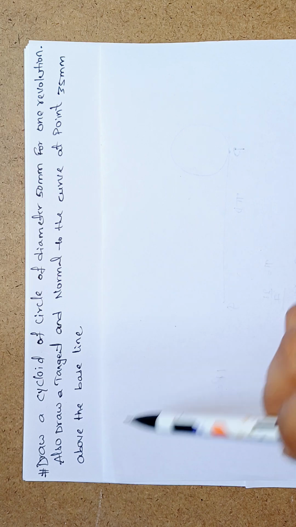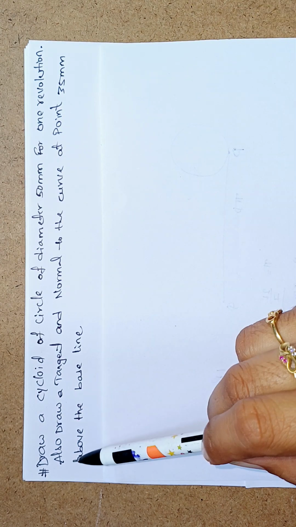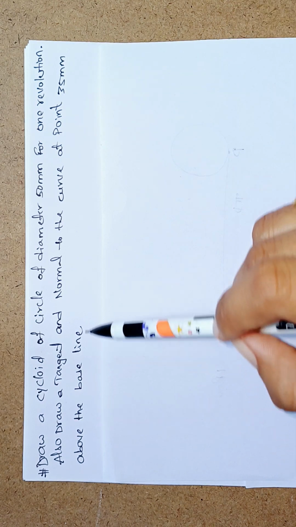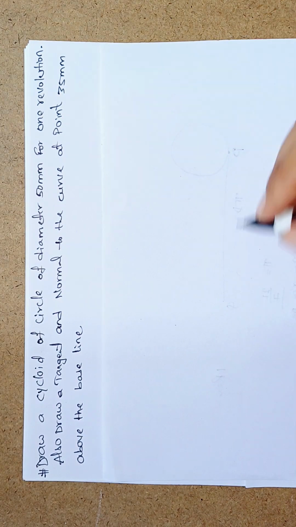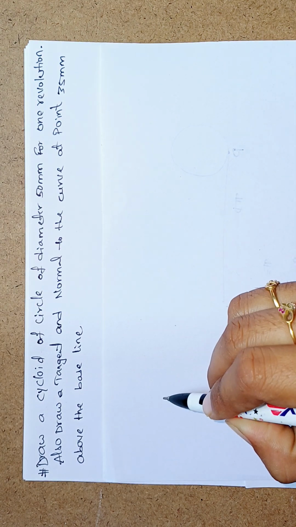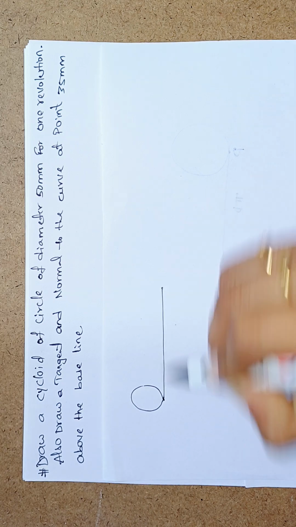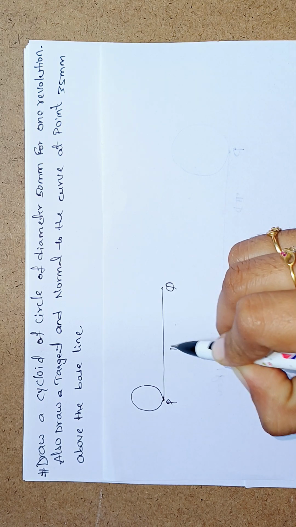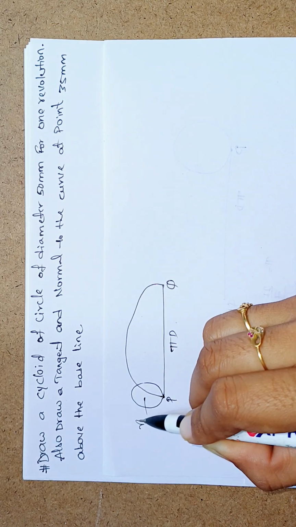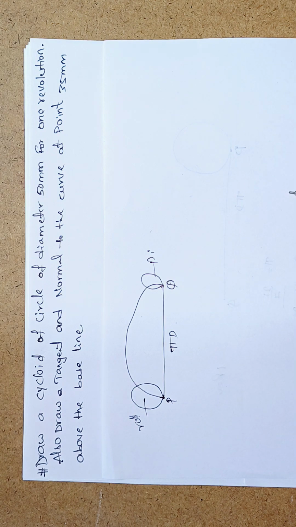So this is the question. Draw a cycloid of a circle of diameter 50 mm for one revolution. Also draw a tangent and normal to the curve at a point 35 mm above the baseline. First of all we discuss it roughly. The cycloidal curve definition: a point P on the circumference of a circle, without slipping, travels one revolution. We call the line PQ, and the formula is pi d. This is the rolling circle, and this one is the directing circle.